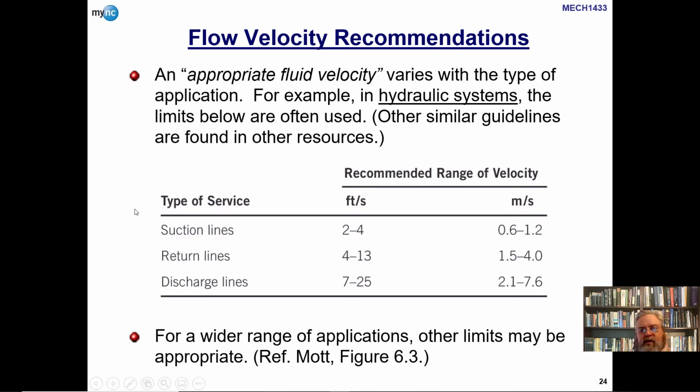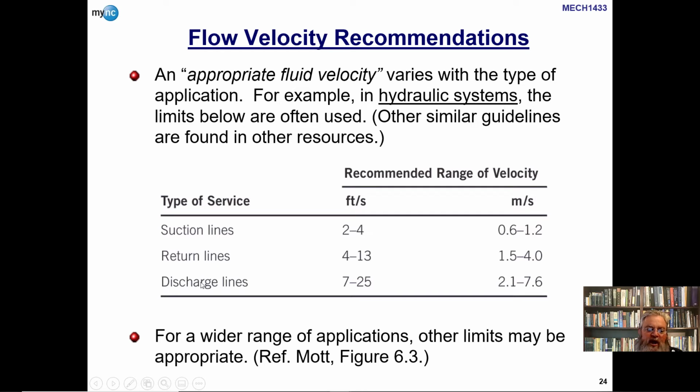This says 2 to 4 feet per second. If you use a pipe that's too small, the speed would be higher than the 4, and that's no good. If you choose a pipe that's too big, though, all that means is the speed would be less than the 2. It's not really a problem. It's just that you're getting a pipe that's so big that it doesn't need to be that big. That's the thinking. Same thing with the meters per second version here.